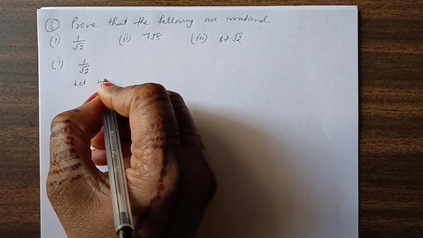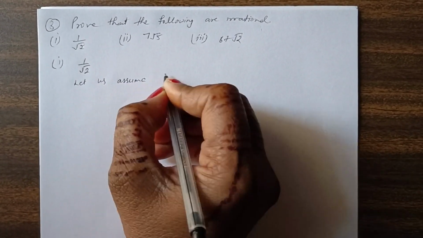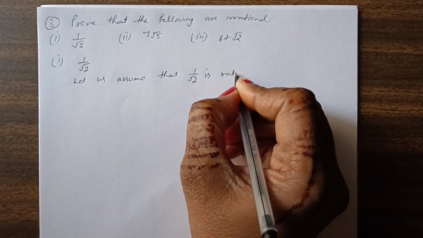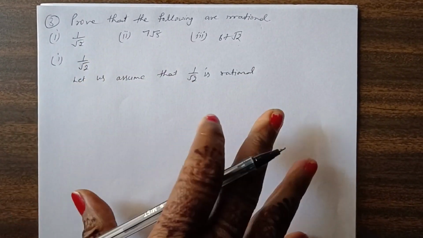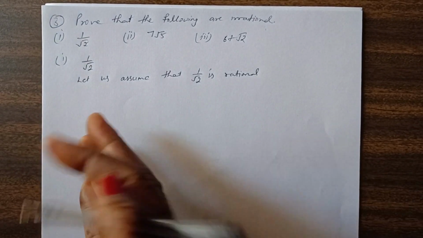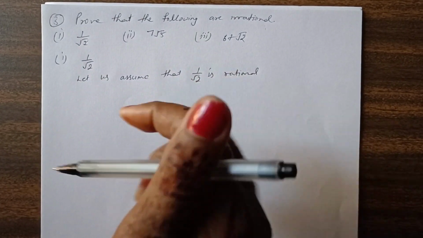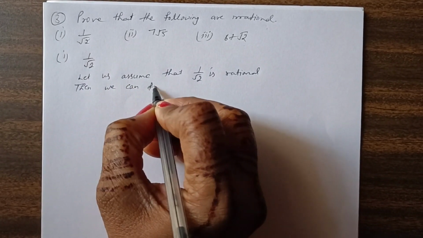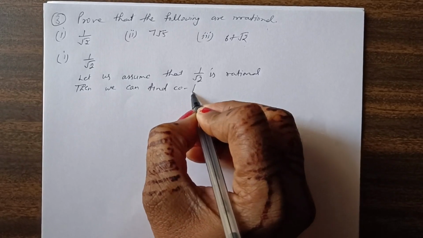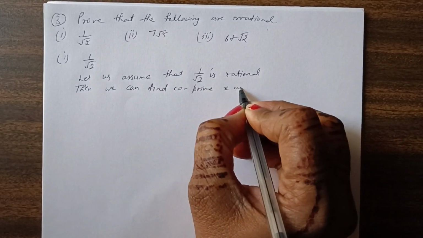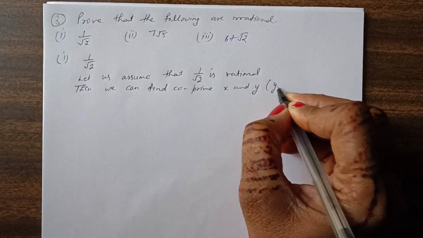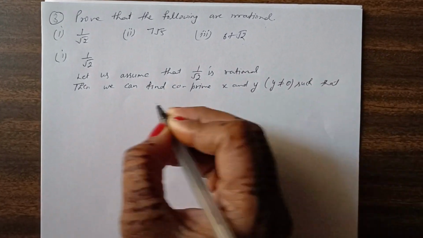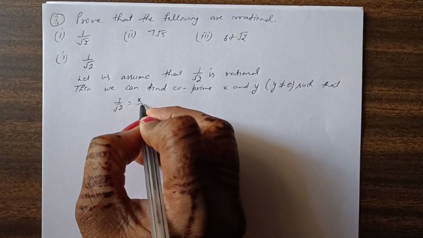Let us assume that 1 upon root 2 is rational. We prove this by the contradiction method. Means we firstly assume that this is a rational number. Then we can find co-prime x and y, y does not equal to 0, such that 1 upon root 2 is equal to x upon y.